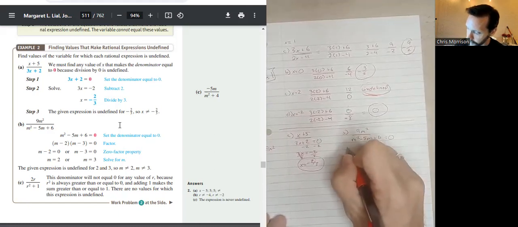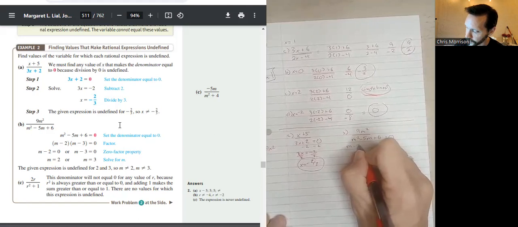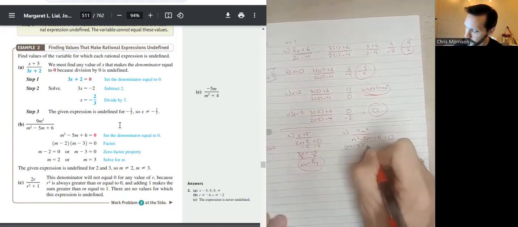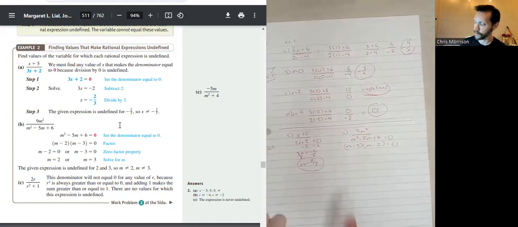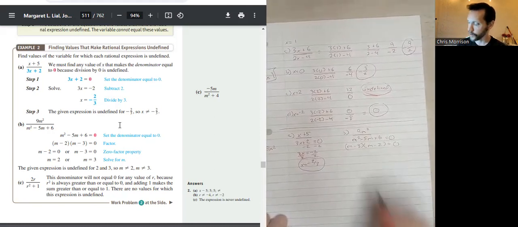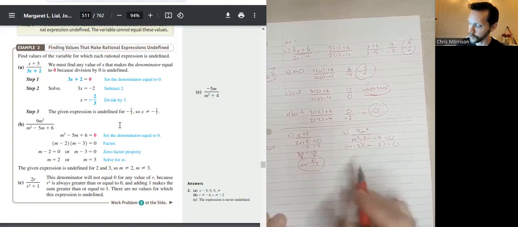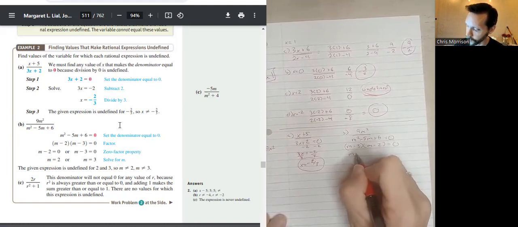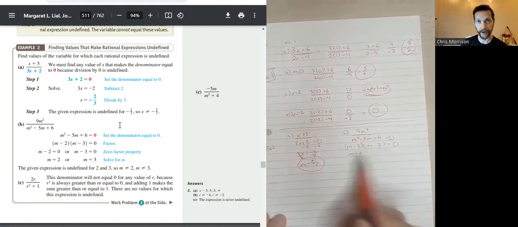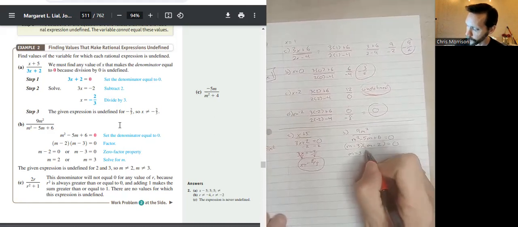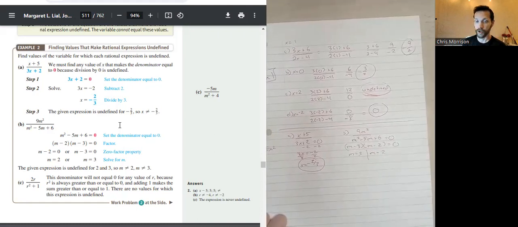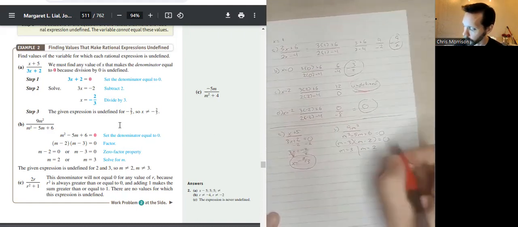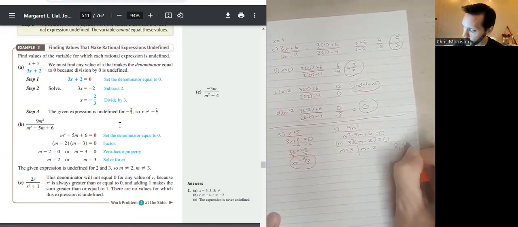So we're going to set m minus 3 and m minus 2, both of those equal to 0. I'm not going to write them individually. I could. m minus 3 equals 0 would give me m equals 3, because you add 3 to both sides. And then for this one, m equals 2. So my two values are 2 and 3.